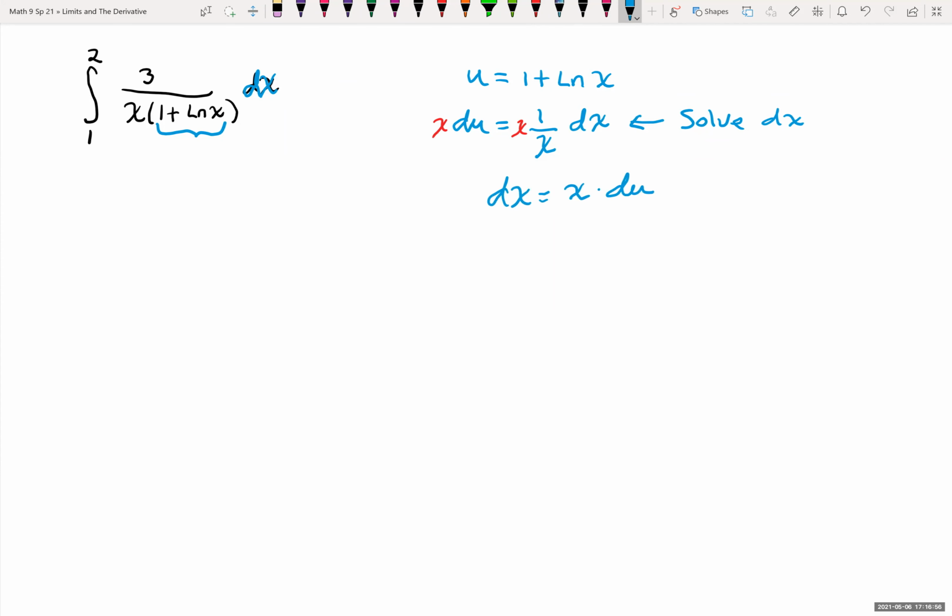So we have 3 all over x. This parentheses, that's what we chose u to be, so we're going to replace that with u. And dx we found to be x times du. Notice that the variable x that was in our integrand is now going to go away with what we substitute dx with, because we have an x in the numerator now and an x in the denominator. So we've gotten this to the point that we know how to take the antiderivative.